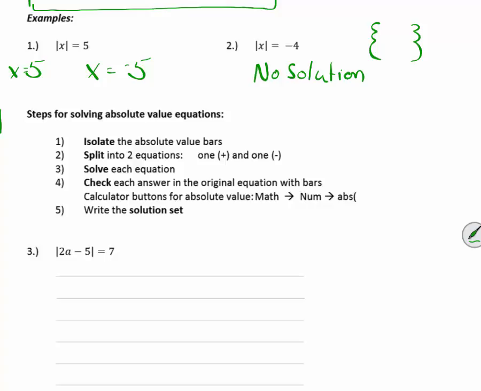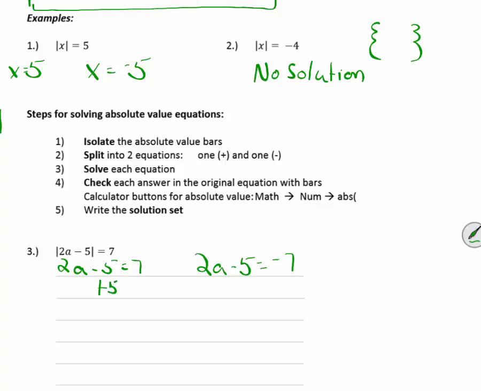Then I'm going to split it into two equations. One where the number is positive, one where the number is negative. So they're going to look like this. I'm going to have 2a minus 5 equals 7. And when I write those, I get rid of the absolute value signs. And then I have 2a minus 5 equals -7. Because like up here, there were two values that gave me the same absolute value.